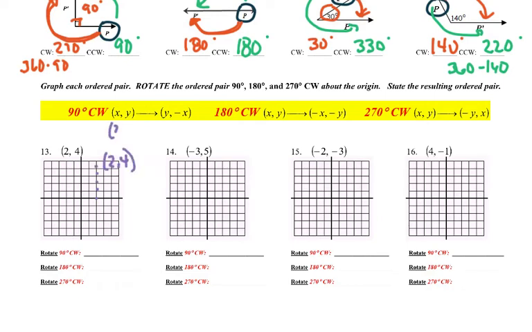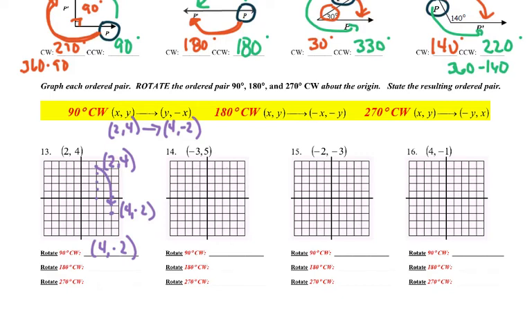So 2, 4 is the x, y. If I rotate that 90 degrees clockwise, it says that I'm going to land on 4, negative 2. I'm just following the rule: y, negative x. So I'm going to graph 4, negative 2. That's the 90-degree clockwise rotation.